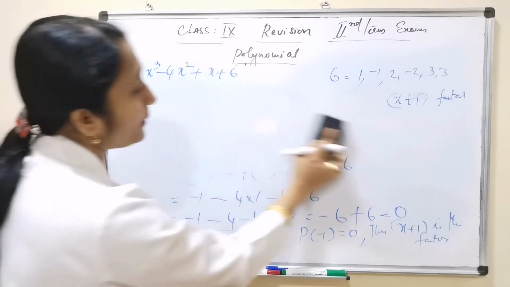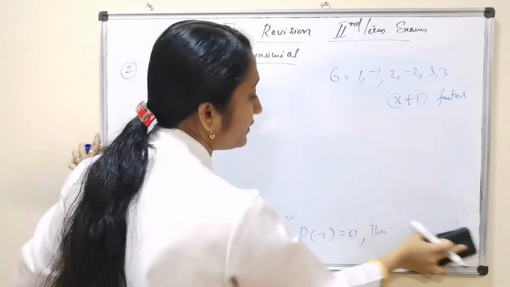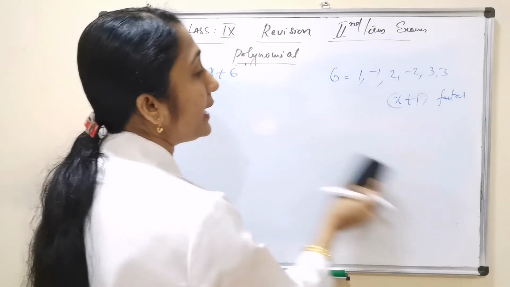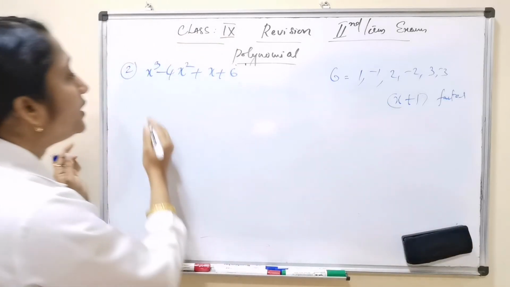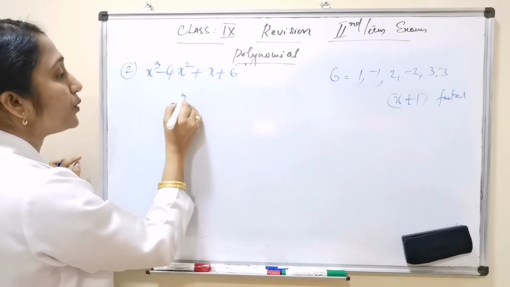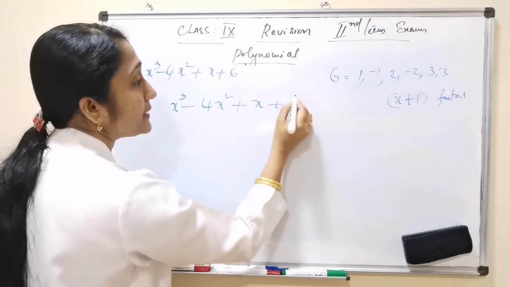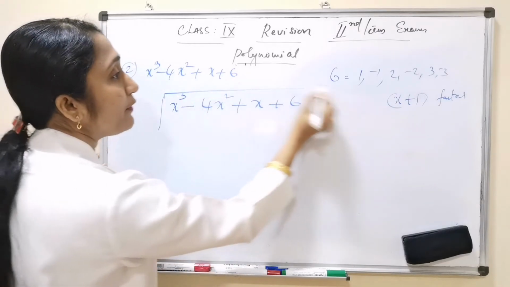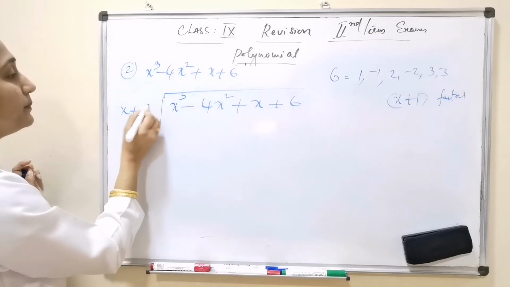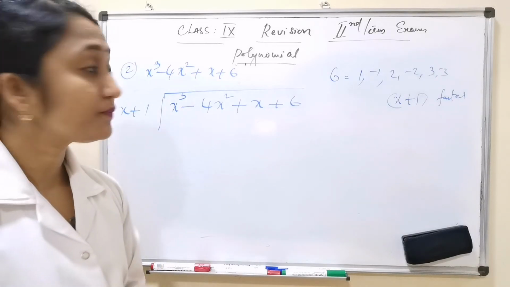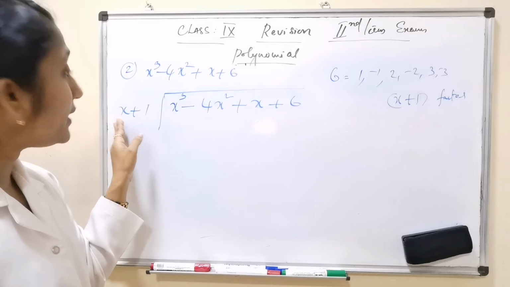What is the next step? Next step is the long division method. P of x is divided by x plus 1. So what is here? x cube minus 4x square plus x plus 6 divided by one of the factor x plus 1. Okay, then here x cube, here x.